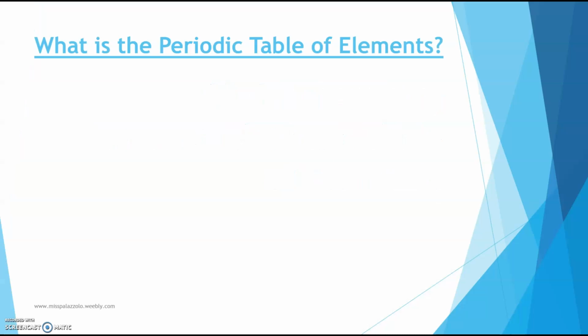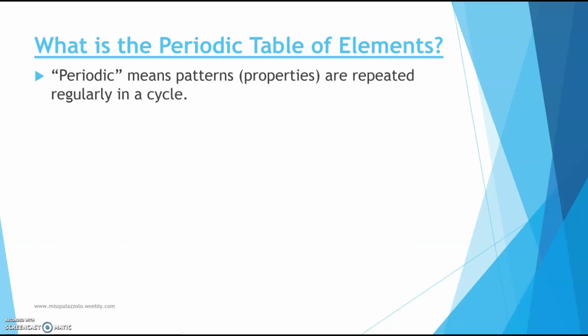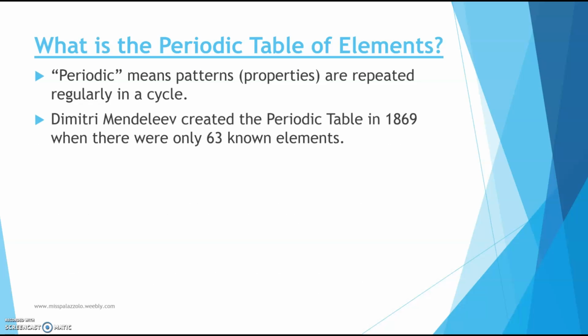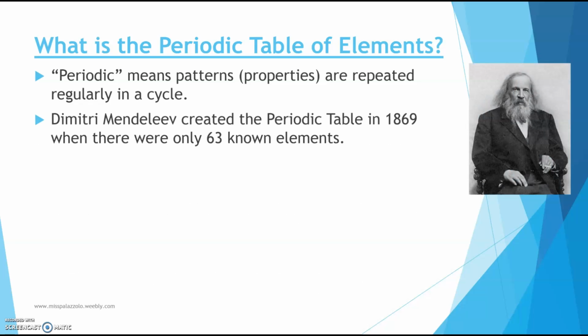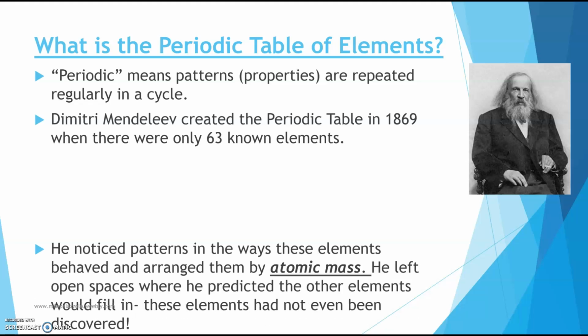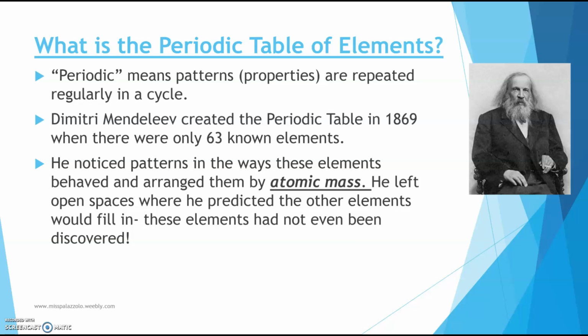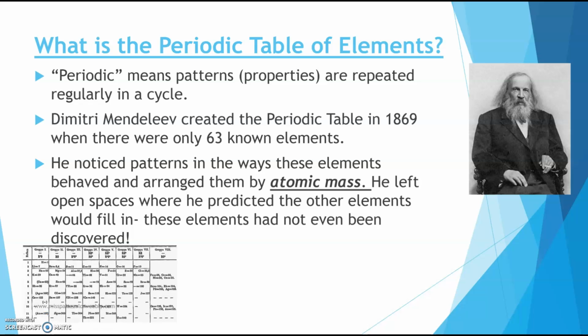Some of you may remember it from grade 9, but essentially you can break it down. The word periodic means patterns or properties that are repeated regularly in a cycle. So a man named Dmitri Mendeleev created this periodic table in 1869 when there were only 63 known elements, and he noticed patterns in the ways that these elements behaved and arranged them by atomic mass. He left open spaces where he predicted the other elements would fill in, and these elements had not even been discovered.